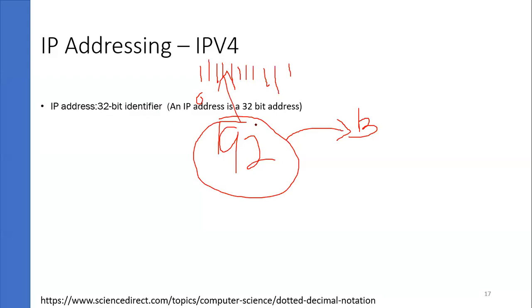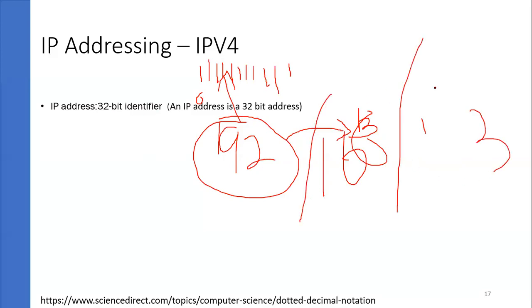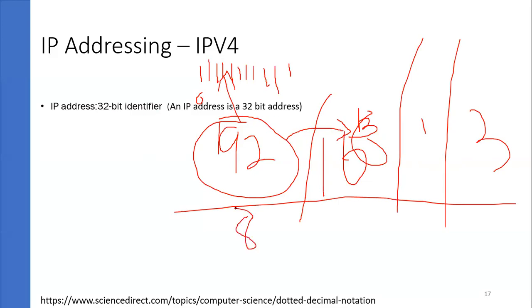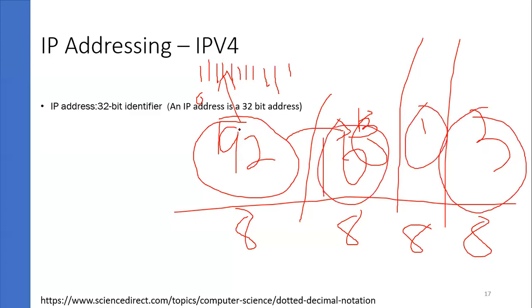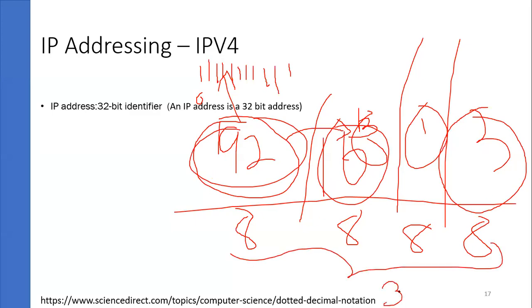Now 32-bit means, you may see it's 192.168.1.3. This is my IP for now. There are 4 parts, and each part has 8 bits. 8 into 4: 8, 8, 8, 8. So there are 8 bits here, 8 bits here, 8 bits here, and 8 bits here. Altogether it's 8 into 4, which is 32 bits.